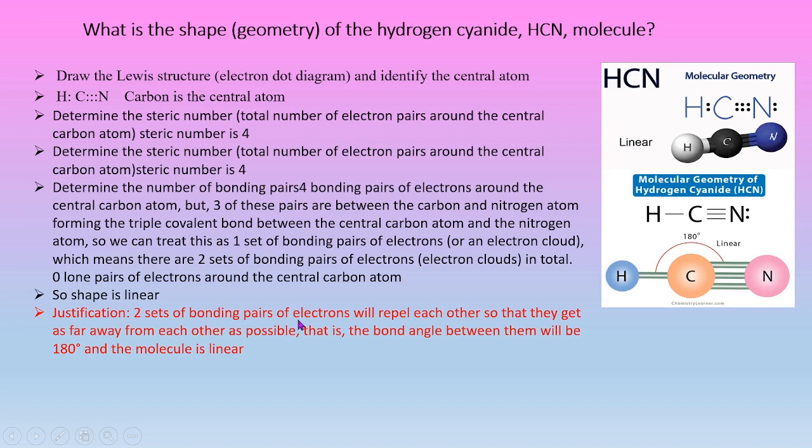Why? Two sets of bonding pairs of electrons will repel each other so that they get as far away from each other as possible. The bond angle between them will be 180 degrees and the molecule is again linear. Actually here we consider this one a single bond pair and this one a single bond pair. But the total number of electrons around the carbon atom, the total number of bonding pairs, is 1, 2, 3 and this one is 4. So that's why the steric number is 4.